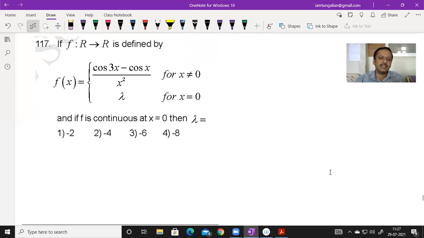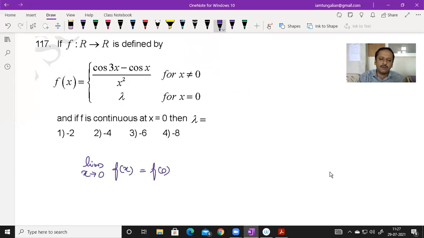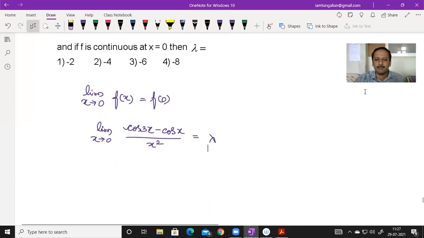Next, 117. If f from R to R is defined by f of x equal to (cos 3x minus cos x) by x square for x not equal to 0, and lambda for x equal to 0, and if f is continuous at x equal to 0, then lambda is equal to? Continuous at x equal to 0 means limit as x tends to 0 of f of x is equal to f of 0. So limit as x tends to 0 of (cos 3x minus cos x) by x square is equal to f of 0, which is lambda. They have already mentioned that it is continuous at 0.